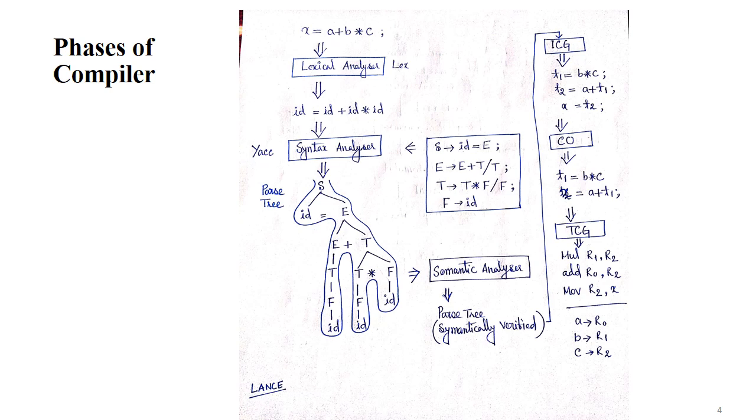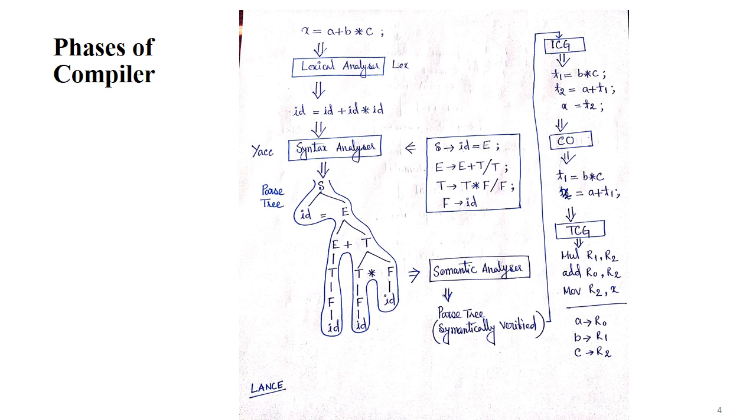In this case, the high-level language is x = a + b * c, which is converted to id = id + id * id. Here id means identifier. Now this stream of tokens is supplied to the syntax analyzer phase, and the syntax analyzer phase, with the help of grammars, basically context-free grammars, generates your parse tree.